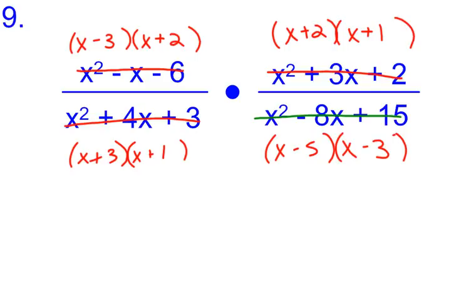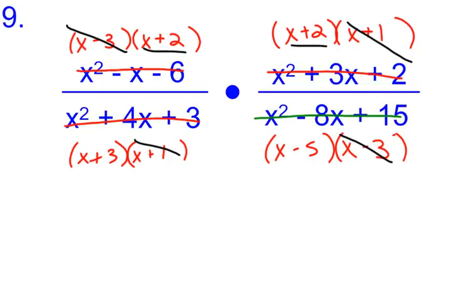So now that I am fully factored, I can reduce anything that is a similar binomial. For example, I have an x minus 3 and an x minus 3. So I can reduce top to bottom or left to right. The other thing I would reduce is x plus 1, x plus 1. Now these x plus 2's I can't reduce because they're both in the numerator. And then it doesn't look like I have anything else that cancels top to bottom or left to right.